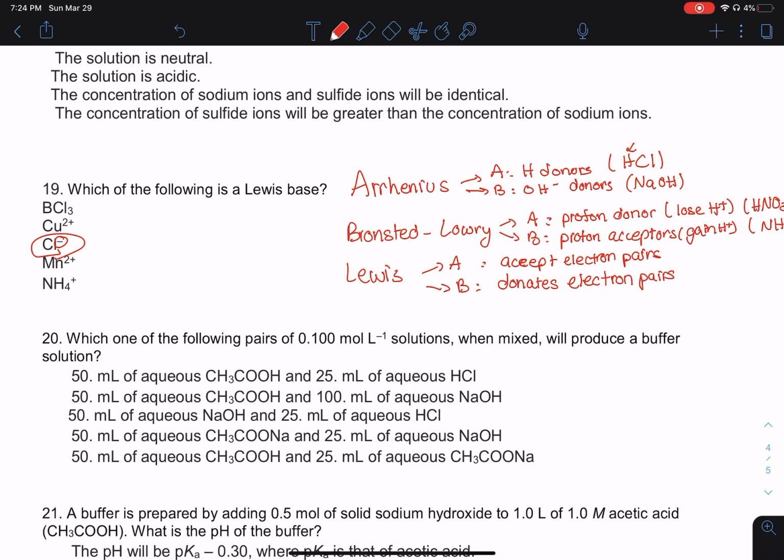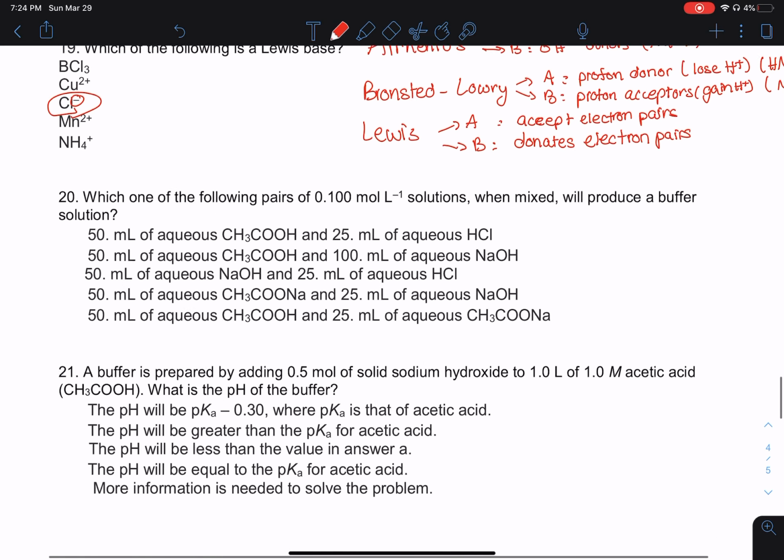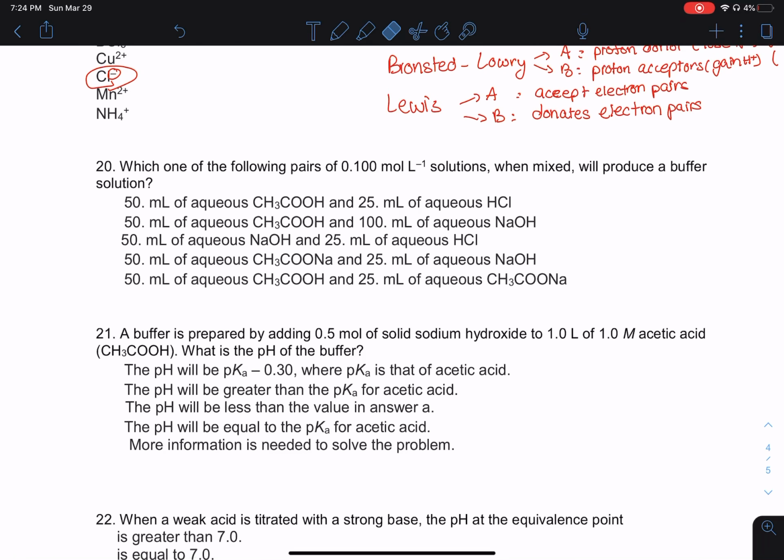Okay. So number 20. Which of the following pairs of 0.1 molar solutions when mixed will produce a buffer solution? So remember, a buffer solution is one which resists changes in pH when small quantities of an acid or a base are added to it. And it has to be a small change. It can't be something drastic.